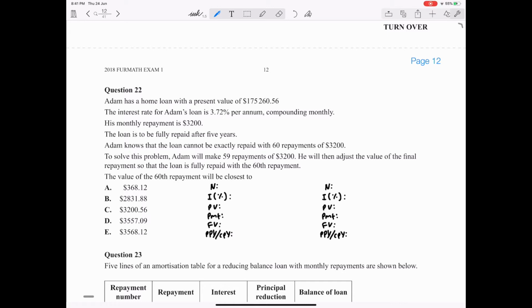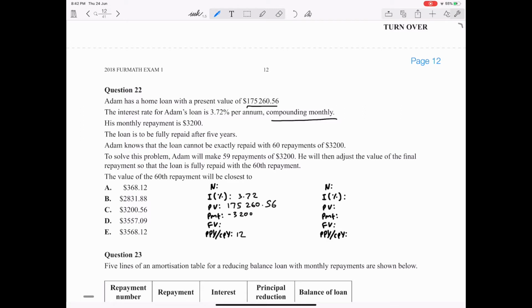So to do this question, you need to use a finance solver on your calculator. So the initial statement says Adam has a home loan with a present value of $175,260.56. So that is our present value, and it's a home loan, so it's money he borrowed from the bank, so it's entered into your calculator as positive. The interest rate for Adam's loan is 3.72% per annum, so that's our annual interest rate. So you enter that in the interest section, and it's compounding monthly, so you enter 12 over here. His monthly repayment is $3,200, so our repayments are $3,200. You enter that as negative because that's money Adam has to pay back to the bank.